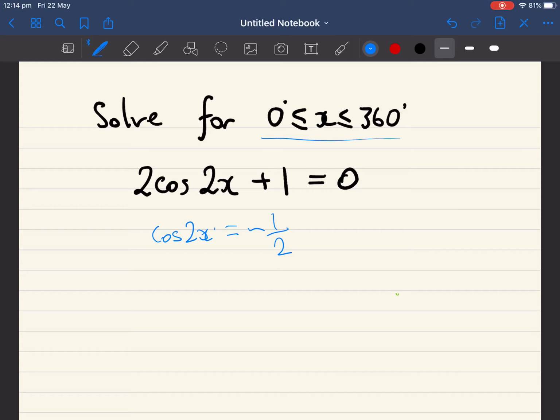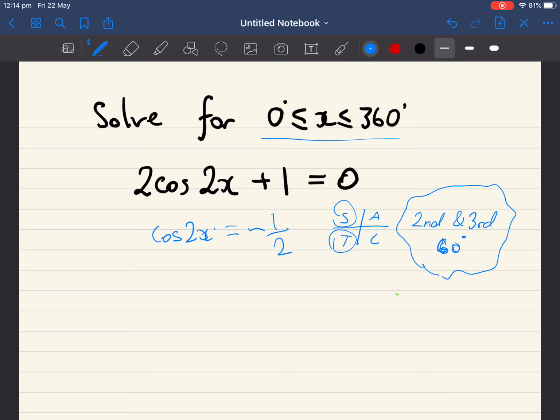Cos is negative, right? Which two quadrants is cos negative? All Stations To Central: it's going to be negative in the second and third. So we're dealing with the second and third quadrants for this particular question. And what makes cos a half? Again, use calculator if you need to. Inverse cos a half and you get 60 degrees. So we've got solutions of 60 degrees in the second quadrant and 60 degrees in the third quadrant.